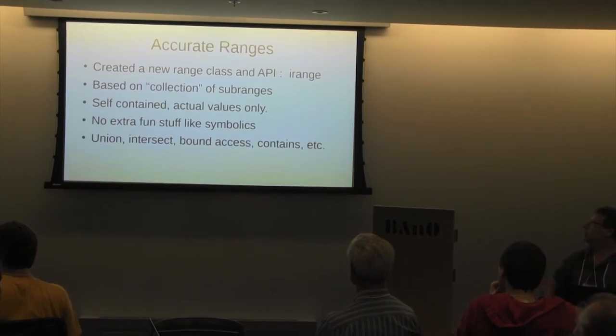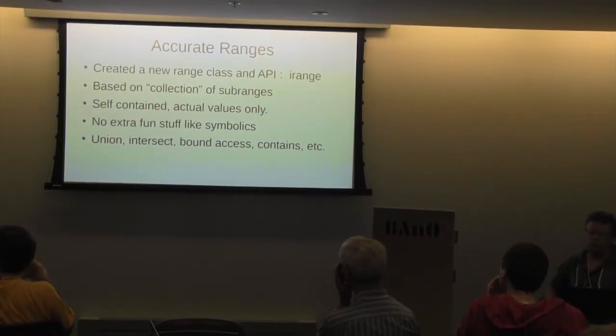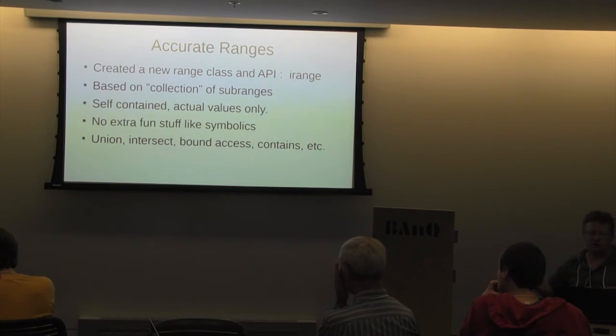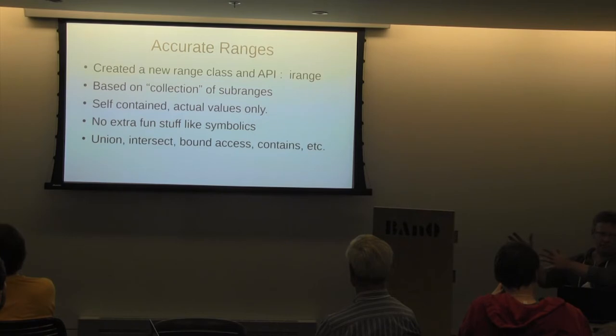So we started off with the accurate range part. We created a new range class that basically just consists of an arbitrary number of subranges, so you're not limited to just a pair of endpoints like we had before. GCC complicates things right now because it has symbolic names inside its ranges. So it can have a range from 0 to x plus 5, and that makes it more complicated to union that with another range or combine it. It makes the code far more complicated, so we want to go with simple. And you can do all kinds of operations on them.